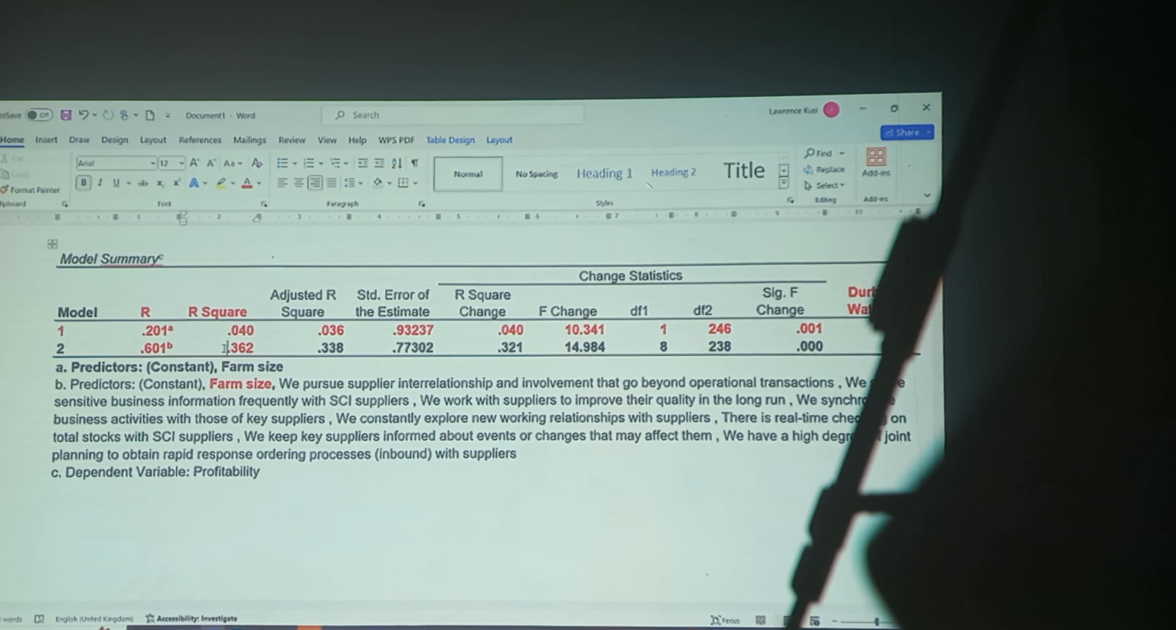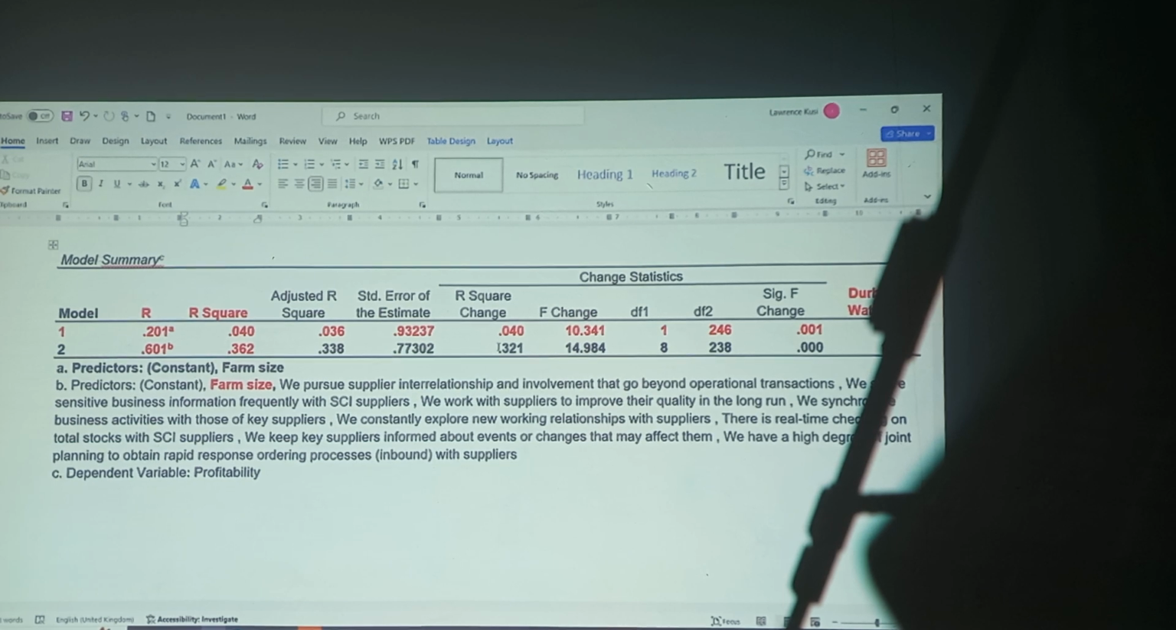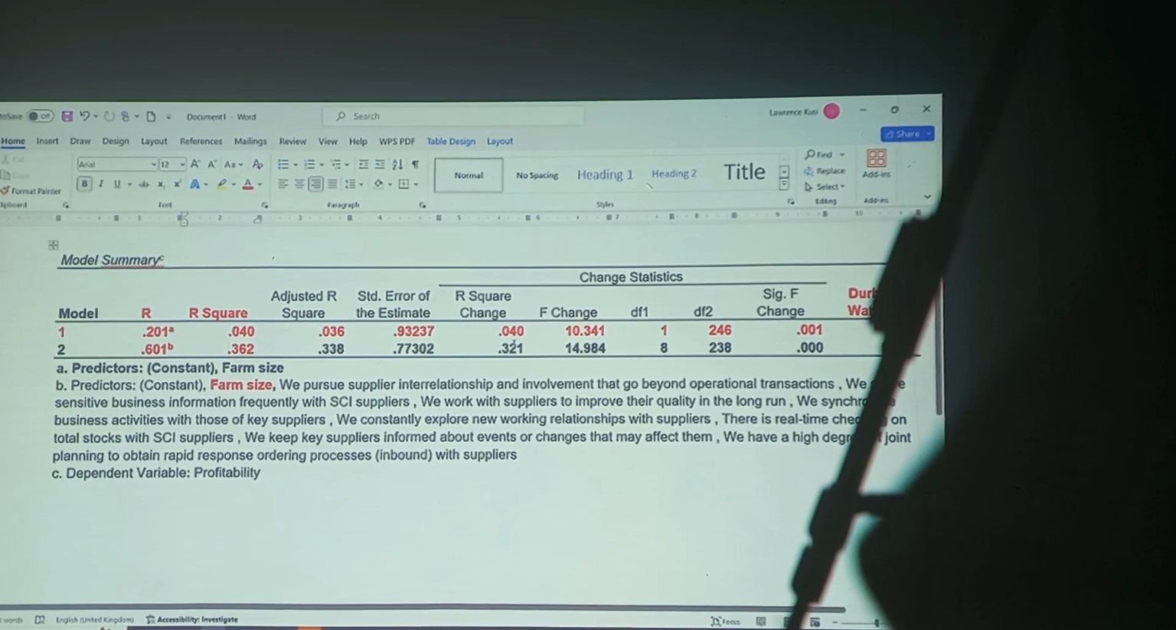You will see that it's 36.2. But the actual thing is what? 32 what? points 0.1. That's the change, that's the R square change, when you introduce the other variable. Okay, when you control for firm size, this is how much we are going to get. So it means that firm size is something that influences the behavior of the R square.